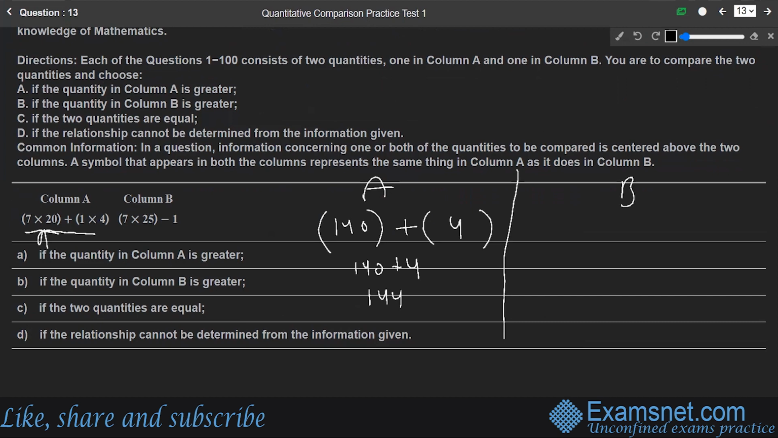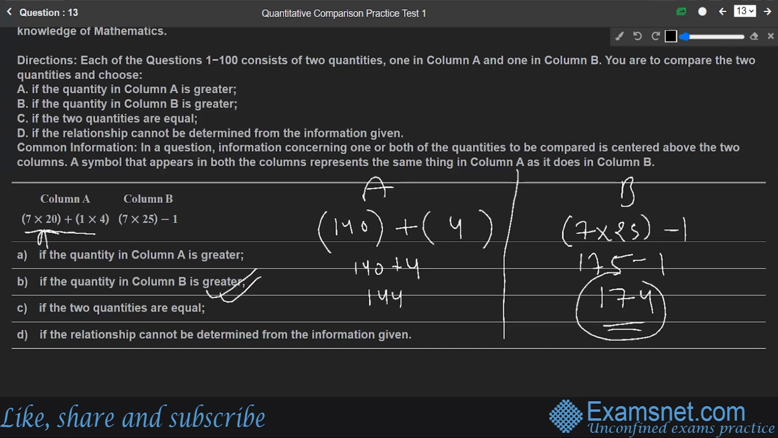Let us find out the value of column B. The values are under a bracket, written as 7 into 25 minus 1. If you solve the bracket, 25 into 7 gives us 175. 175 minus 1 comes out to be 174. So the value of column B comes out to be 174. We are supposed to find out which is bigger. Obviously the value in column B is greater. So option number B is the right answer.